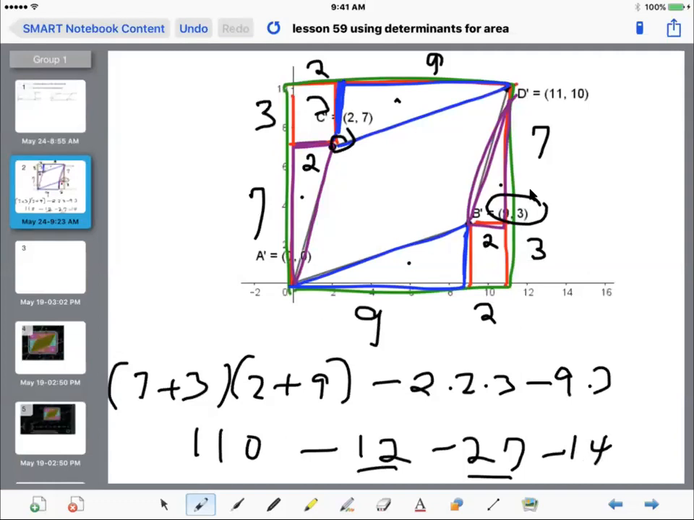So it's 110 minus 53, which is 57. But it's going to be this.